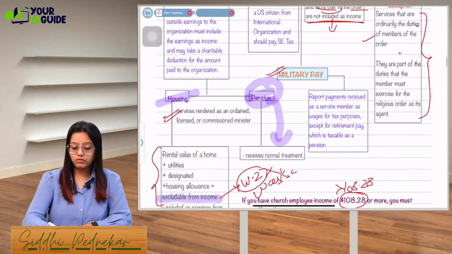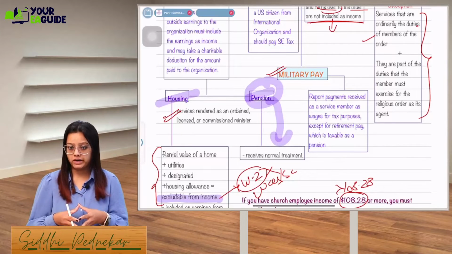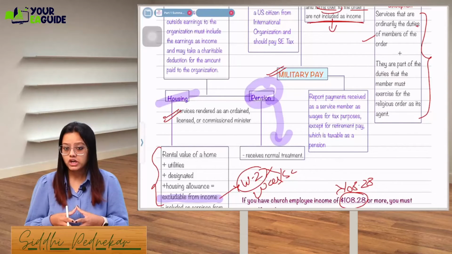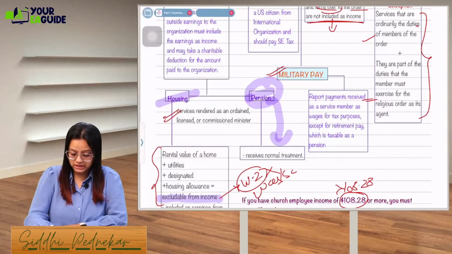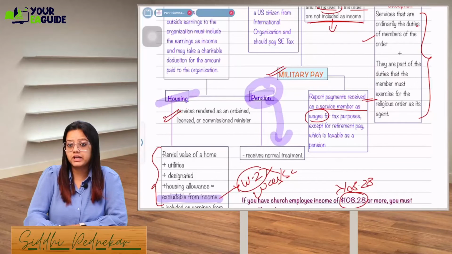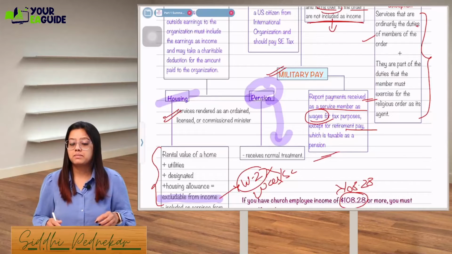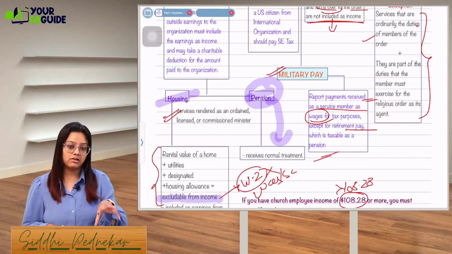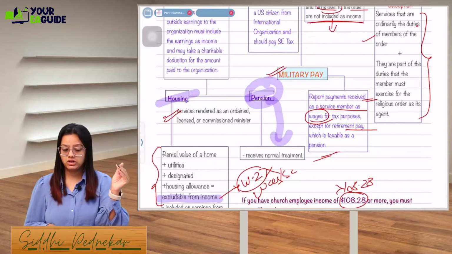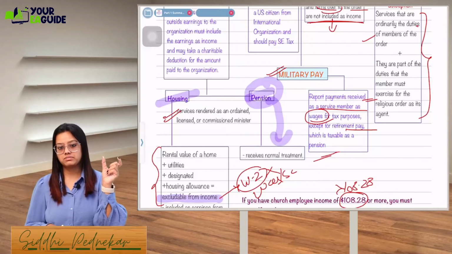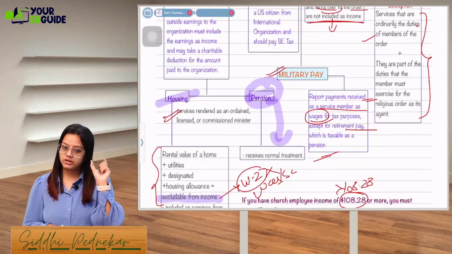Military pay: when you, being a military employee, receive any amount, you will have to report the payment received as a service member as wages. You'll have to report it as wages for tax purposes, except for any retirement pay, which is taxable as a pension. Only retirement pay which you are going to receive will be taxable as a pension, right? After you retire from the military services, you start receiving the pension, that will be taxable as pension income on your 1040 form only.